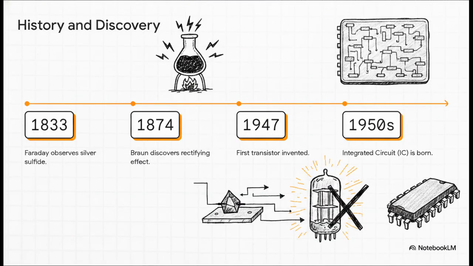And we didn't just figure this out overnight. The journey spans almost 2 centuries. Back in 1833, the legendary Michael Faraday noticed that silver sulfide behaved weirdly. Unlike metals, it conducted electricity better when it got hot. Fast forward to 1874, and Carl Ferdinand Braun discovered that some crystals only let current flow in one direction. But the world truly changed in 1947, when Bell Labs invented the first transistor, finally replacing those bulky, fragile vacuum tubes. Then, by the late 1950s, we figured out how to cram multiple transistors onto a single piece of silicon, birthing the integrated circuit, or IC.